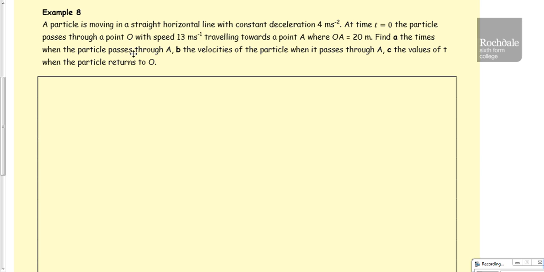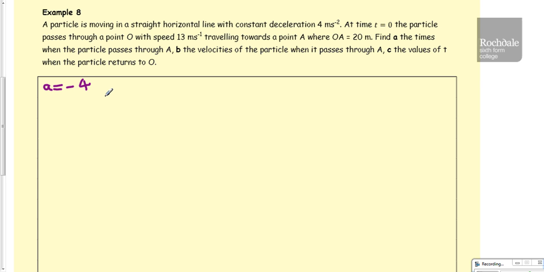M1 Kinematics Example 8. This is quite a long example, so we're getting into more the sort of thing that you might get asked to do on an exam paper here. So we've got a particle moving in a straight line. It's got a constant deceleration. Now, deceleration means it's slowing down, so we make it a negative.